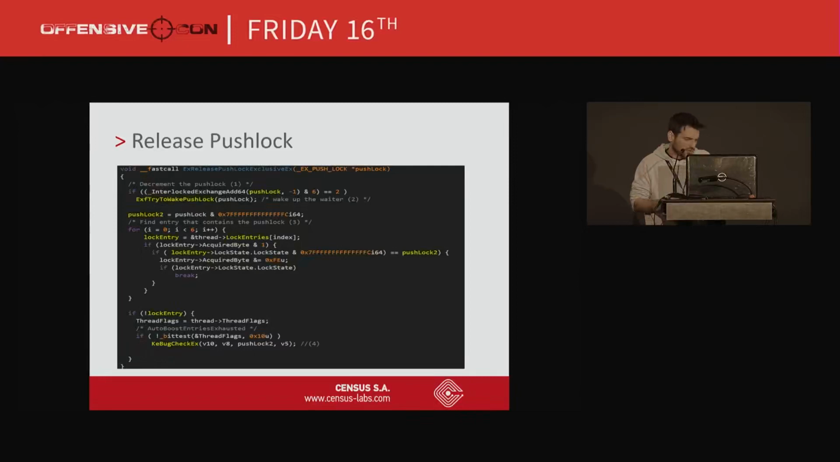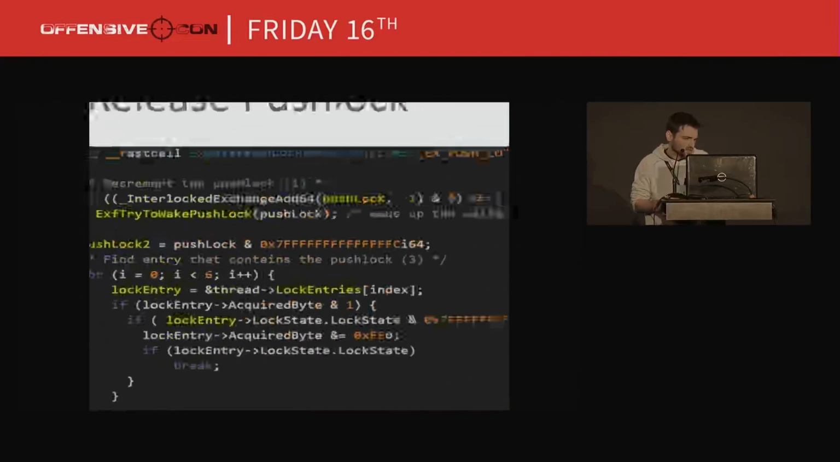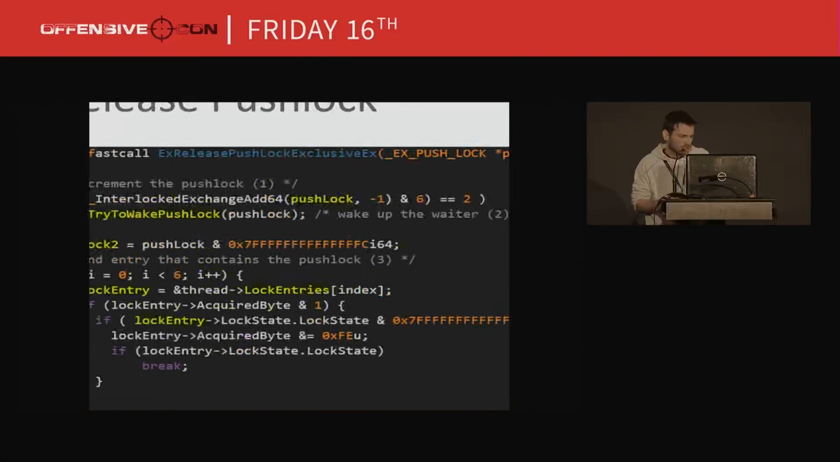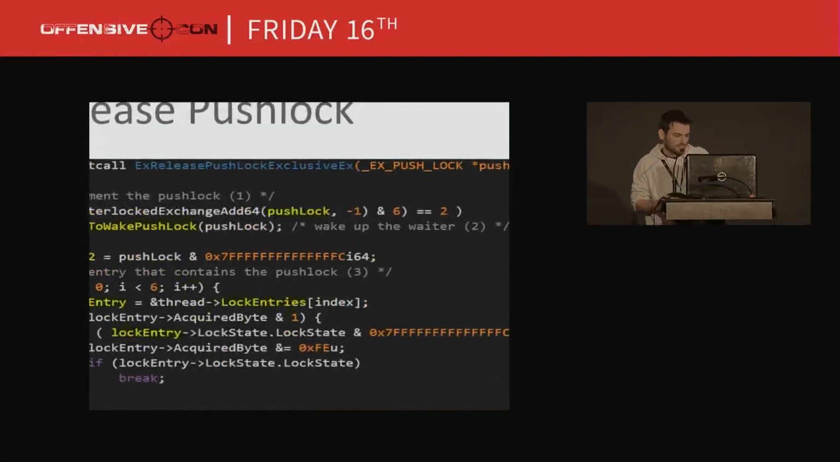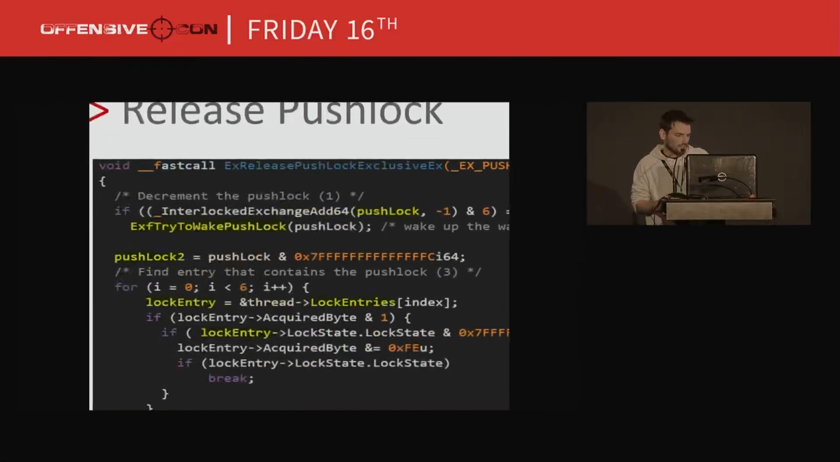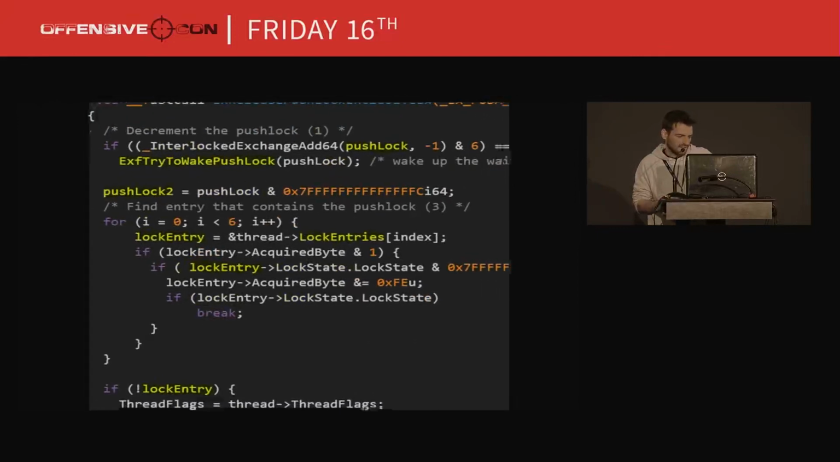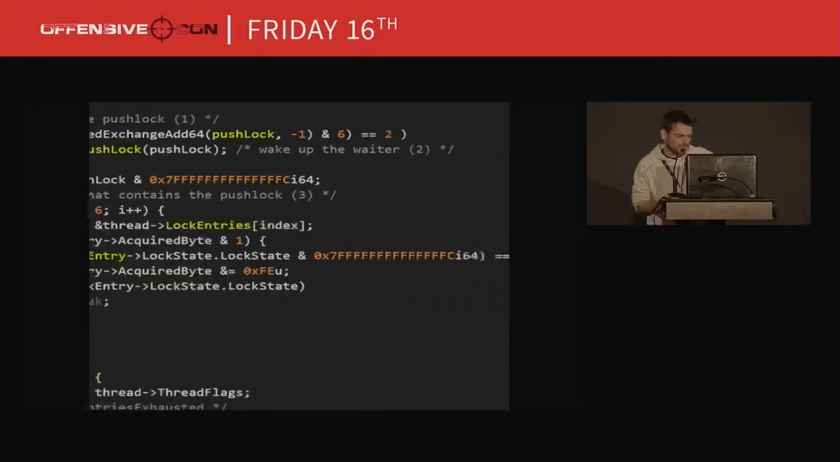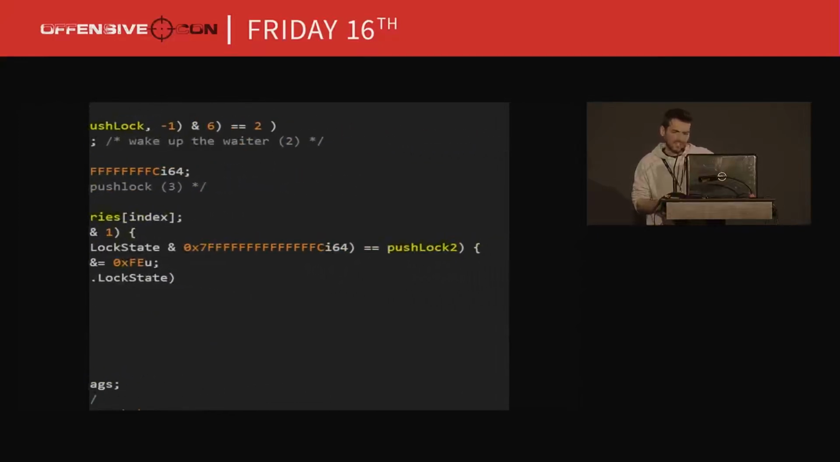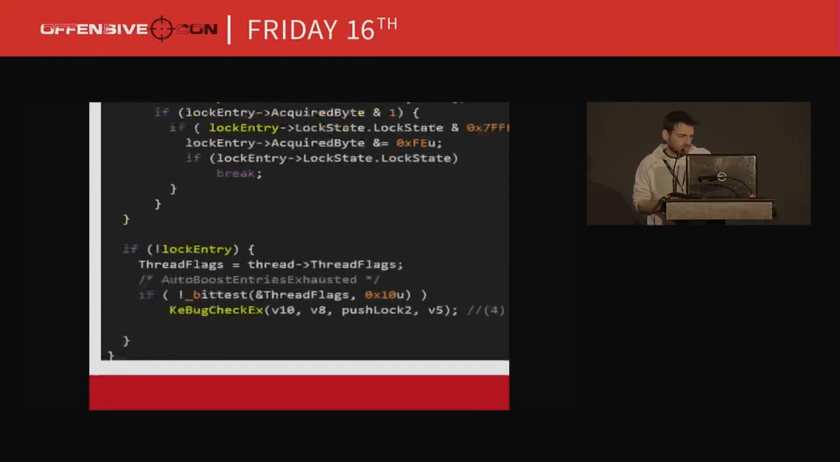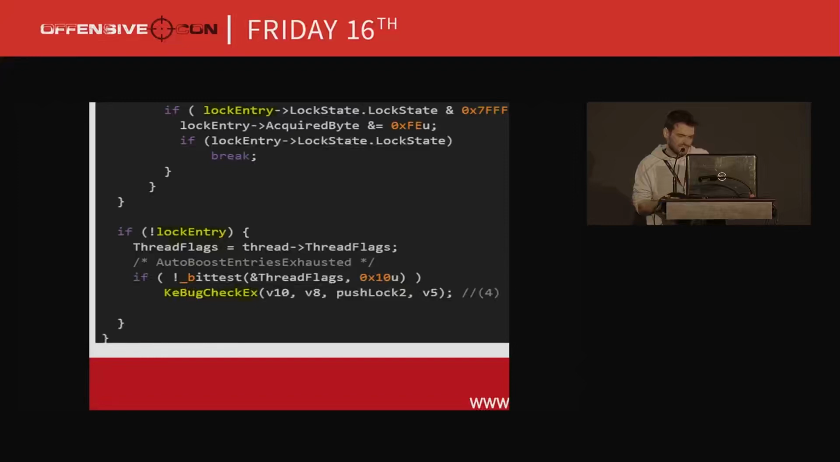And here is the pseudocode of the ReleasePushLockExclusive. As we can see, we decrement the value of the push lock by 1. And if the second bit is set to that value, ExfTryToWakePushLock will be called, and we'll try to wake up any waiter in the wait block. And then we are going to get its lock entry from the KTHREAD, and we are going to loop through all those entries in order to find the one that contains the push lock that we are about to release. And if that push lock wasn't found and the entries aren't exhausted, we are going to get a kernel panic.